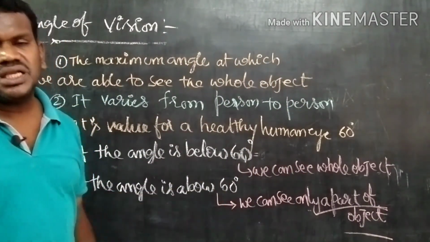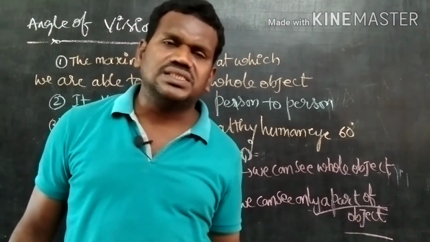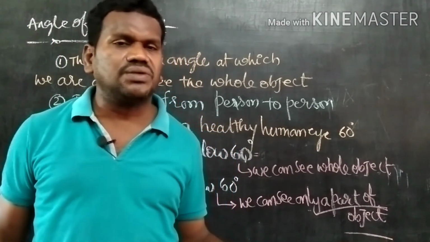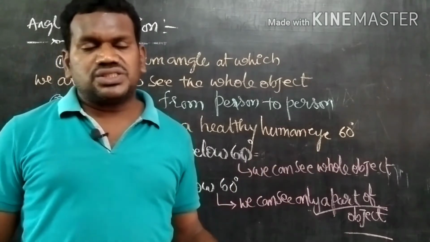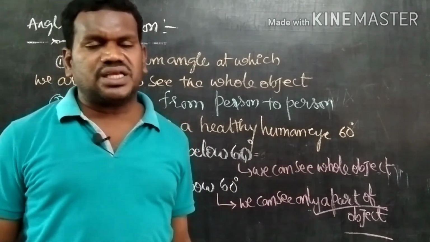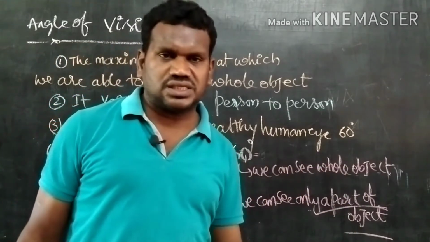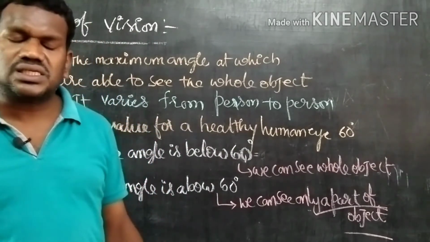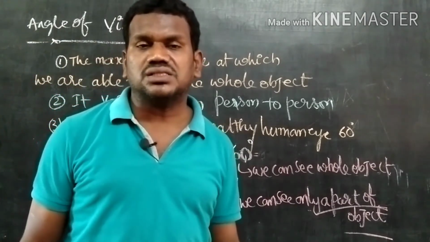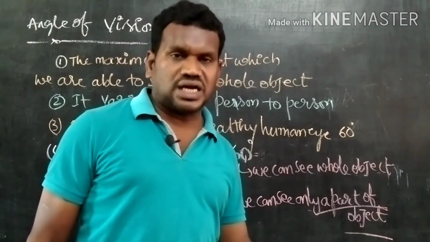So totally we can say LDDV, least distance of distinct vision, is 25 centimeters on average. MDDV is infinity, angle of vision is 60 degrees. Let us calculate the maximum focal length of the eye lens.